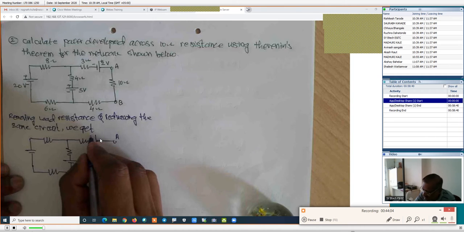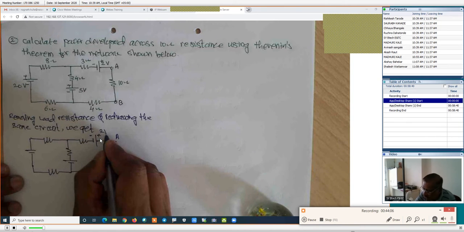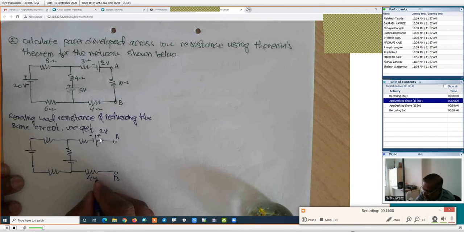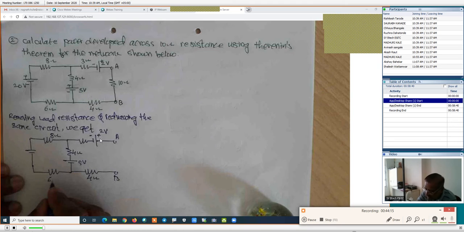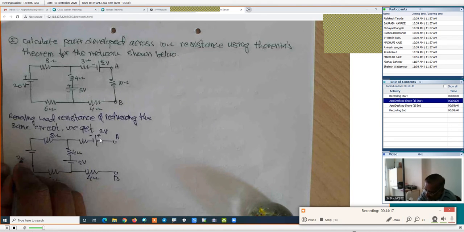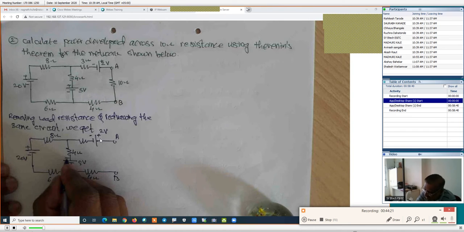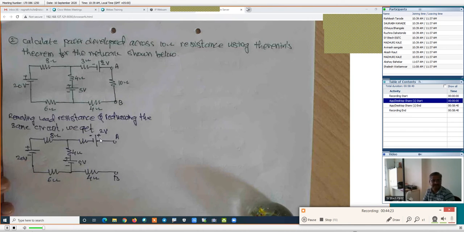This is minus plus, its voltage is 2 volt. This is 4 ohm. This is 5 volt. This is 4 ohm again. Here is 8 ohm. This is 6 ohm. And it is the 20 ohm. This is plus minus. This is plus and minus. This is minus plus, already it is marked.